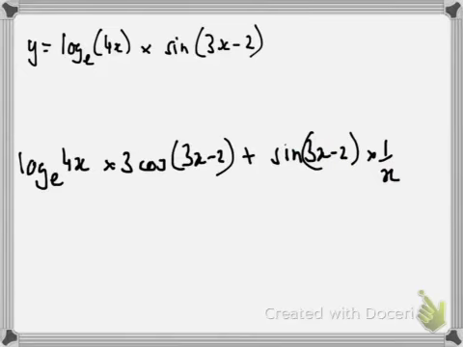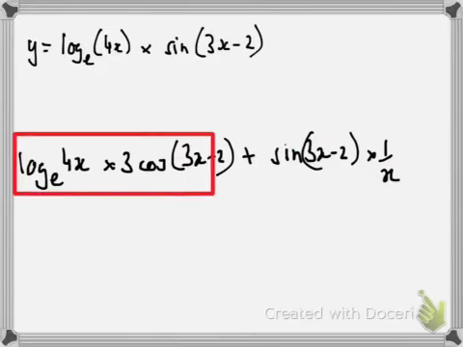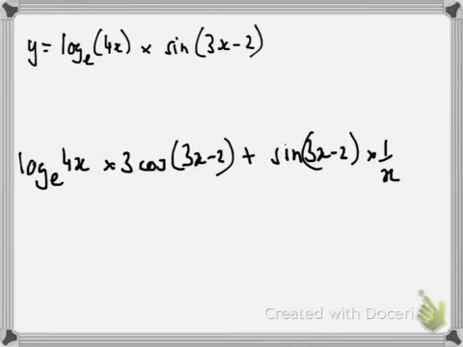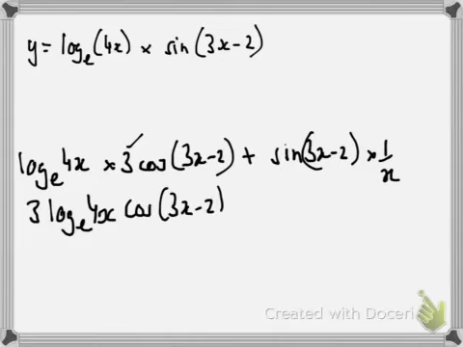Okay, so we've got two bits here, the left-hand bit and the right-hand bit. So we look at that one. Best way to clean that up is to make sure that 3 there pops out the front. So we've got 3 log 4x to the base e cosine of (3x minus 2). If you've got a coefficient stuck in the middle like that, please put it out the front. And the other one, the 1 on x really should be at the front of that expression. So it's 1 on x sine of (3x minus 2). There we go. There's the answer.